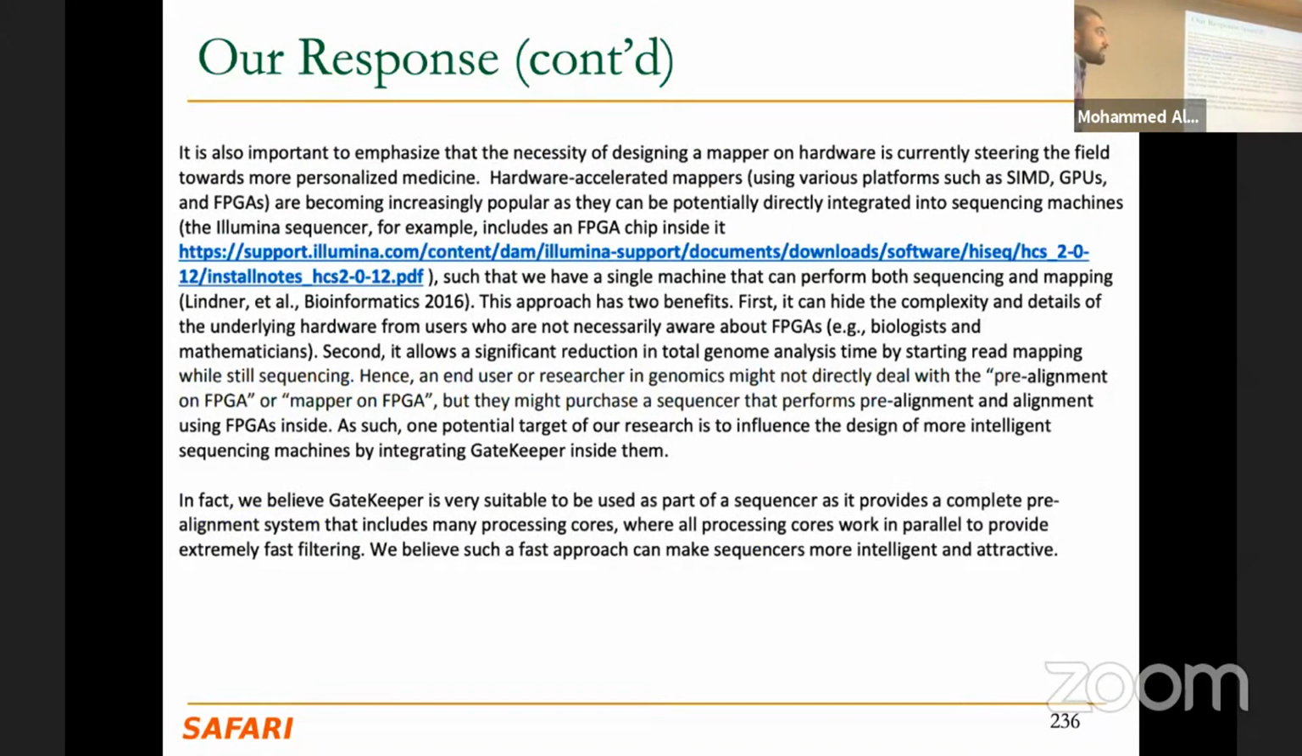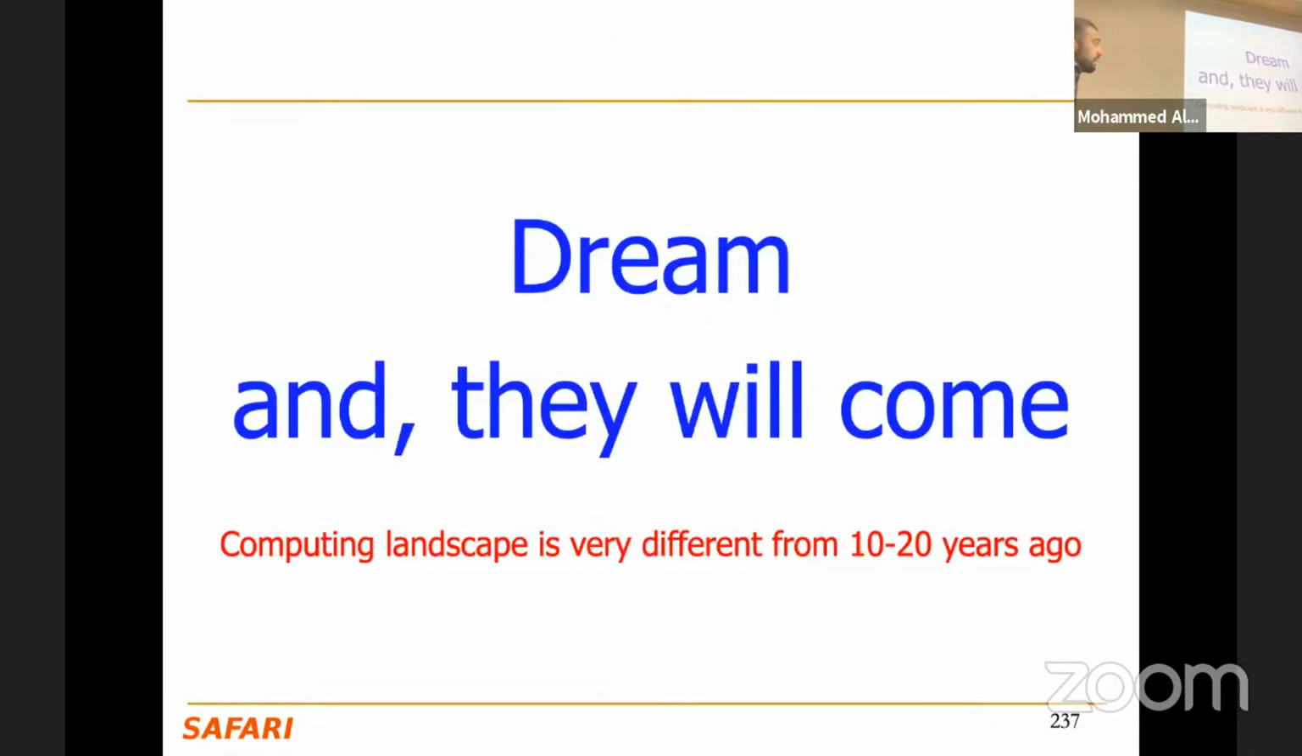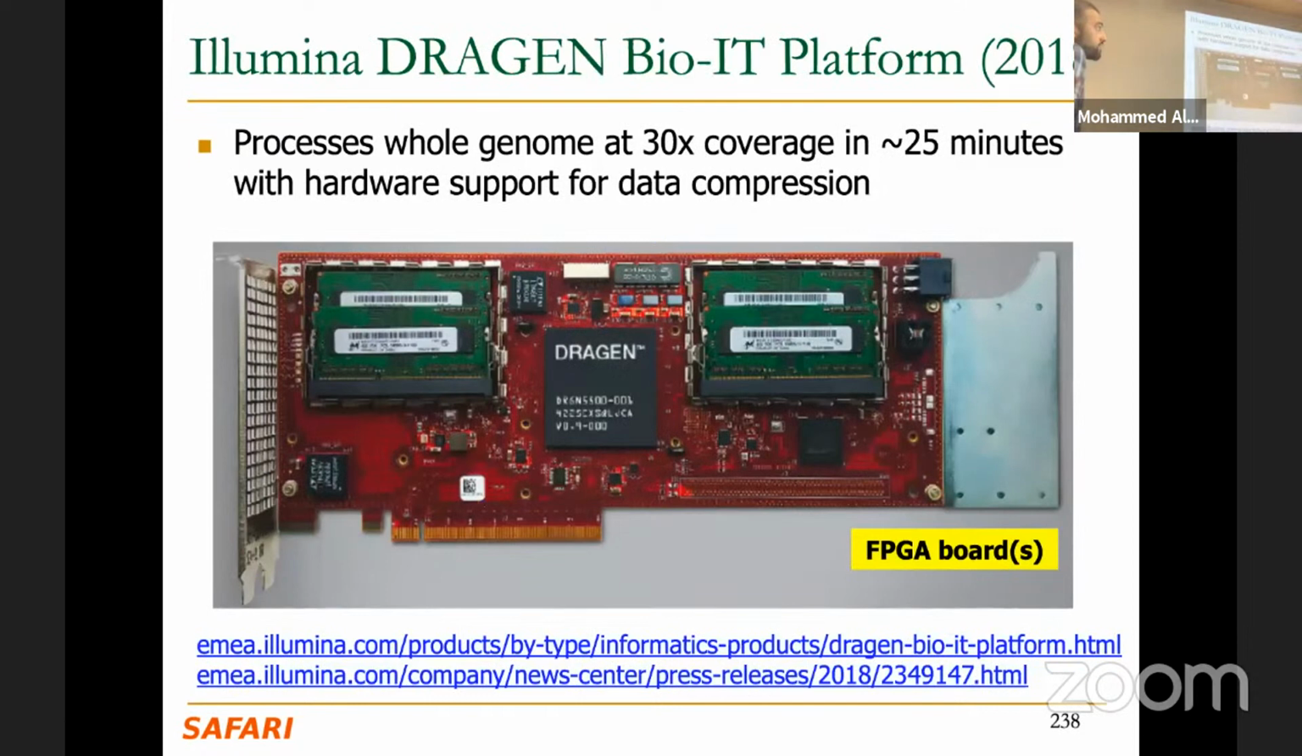And we were right. That was in 2016. And we were dreamers at that time. Nobody was using FPGA for pre-alignment filtering or for steps of genome analysis. And after 2 years, a company started to adopt these FPGA devices to be inside the sequencing machine. This is a real device called Dragon, which is an FPGA board inside Illumina devices.